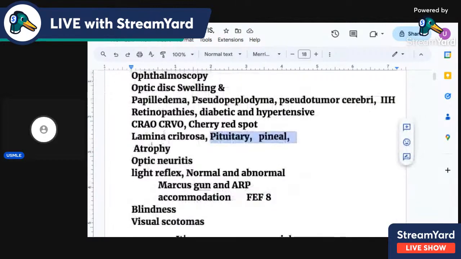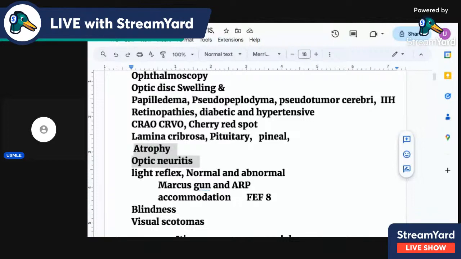Then we come to the main subject: optic atrophy, optic neuropathy, optic neuritis, then the pupillary light reflex, the normal reflex and the abnormal reflex. In the abnormal pupillary light reflex, we'll do Marcus-Gunn pupil, Argyll-Robertson pupil, and also the accommodation reflex and frontal eye field area 8 related to that.